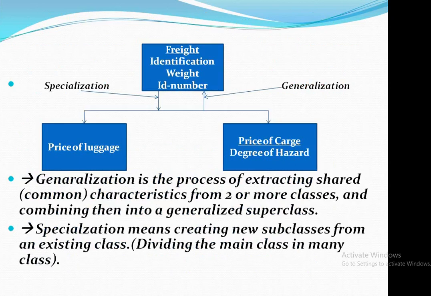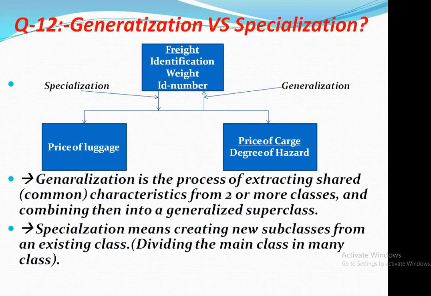Here the diagram shows generalization versus specialization. So what is generalization and what is specialization? Generalization is the process of extracting shared characteristics from two or more classes and combining them into a generalized superclass. Here we are extracting the common fields from two or more classes.